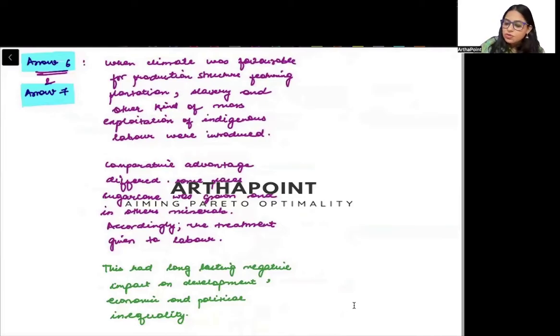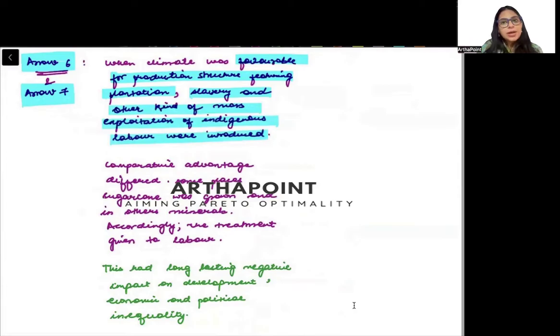So when climate was favorable for production structures featuring plantations, slavery and other kinds of mass exploitation were introduced. तो जहां पे हमें लगा कि हम अच्छा प्लांटेशन कर सकते हैं और लेबर भी अवेलेबल है, जहां पे ब्रिटिशर्स को लगा, जहां पे जो भी कैप्चर करने जा रहे थे कंट्रीज, उनको लगा that we can easily exploit the labor, they stayed there for a long period of time. Comparative advantage differed. Some places sugarcane was grown and others minerals.